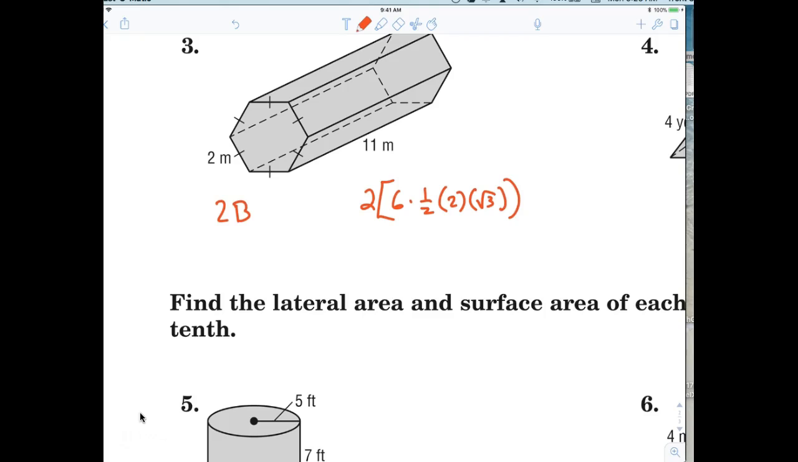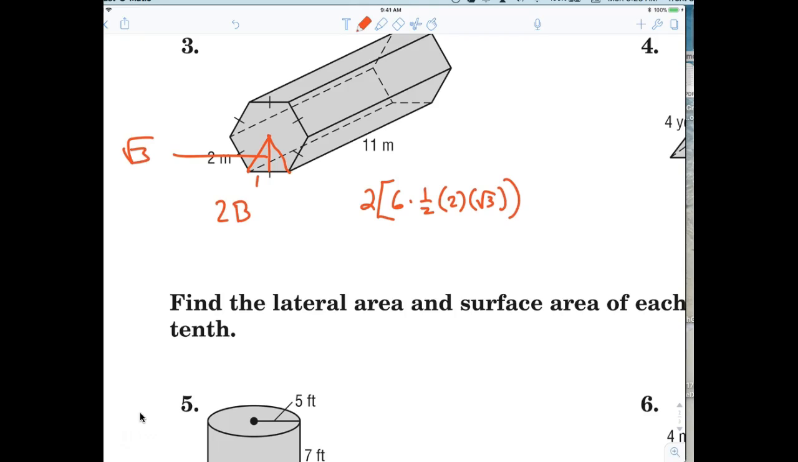All right, reviewing for you. The 2 comes from the fact that there are two bases. The 6 comes from the fact that the hexagon is broken down into 6 congruent triangles. So it's 6 times 1/2 base times height. The base of the triangle that you formed was 2, and it's an equilateral, so this is 1. And the height itself would be the square root of 3.